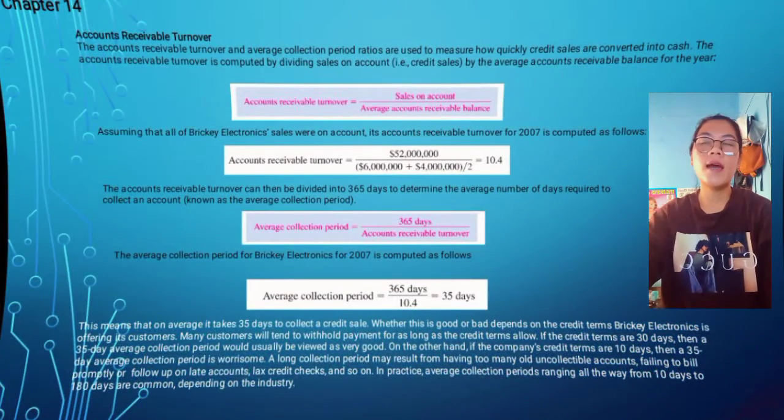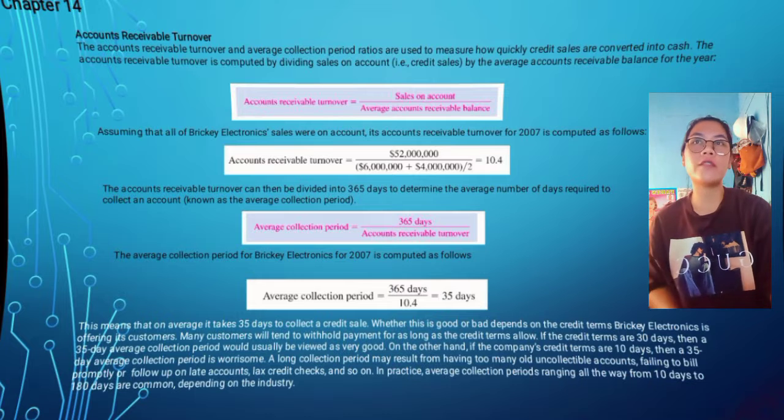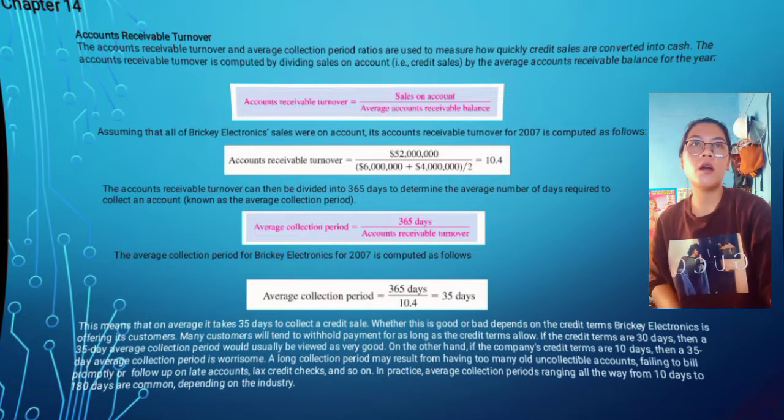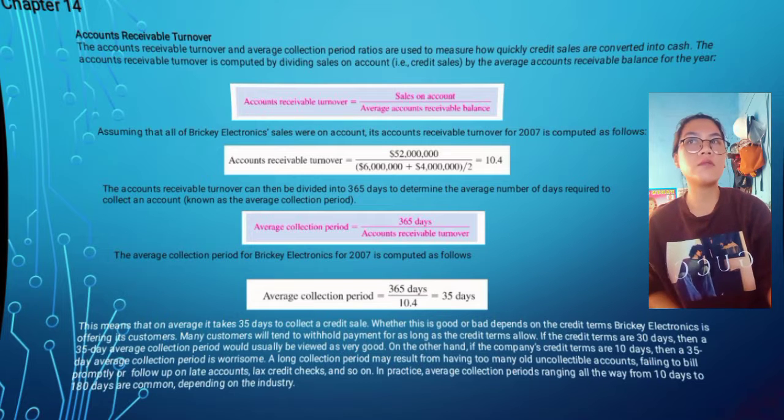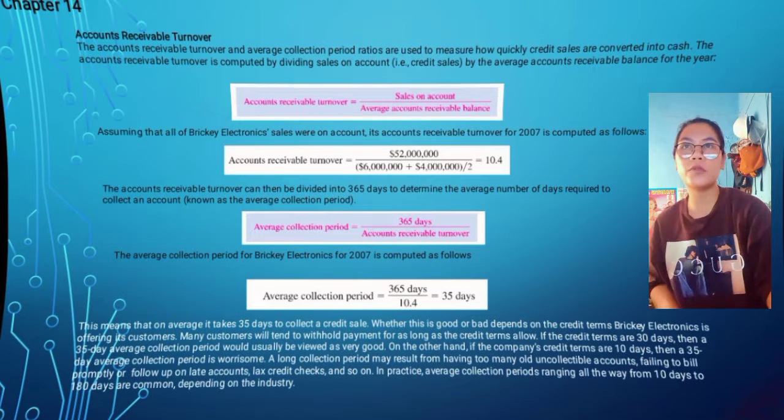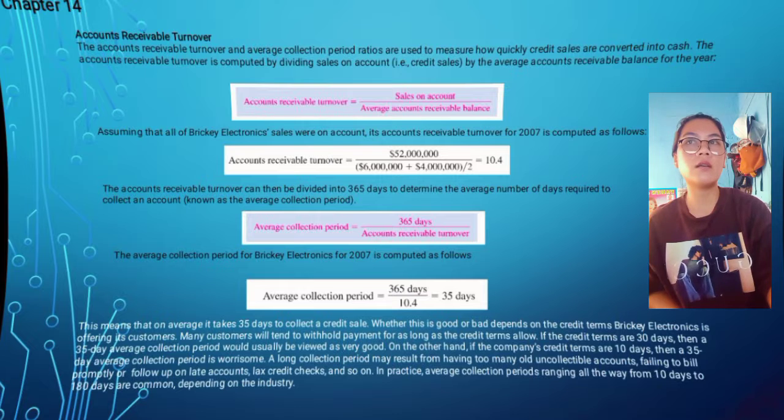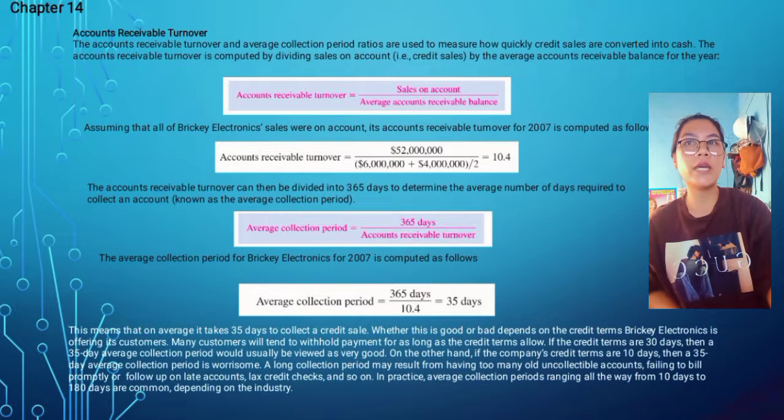Chapter 14. Accounts receivable turnover. The accounts receivable turnover and average collection period ratios are used to measure how quickly credit sales are converted into cash. The accounts receivable turnover is computed by dividing sales on account. Assuming that all Bricky Electronics sales were on account, its accounts receivable turnover for 2007 is computed as follows.